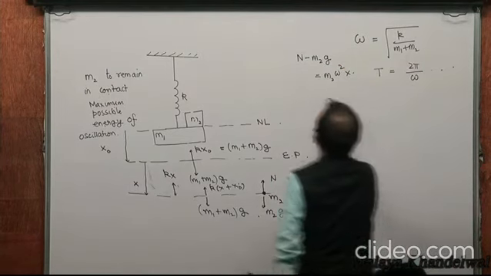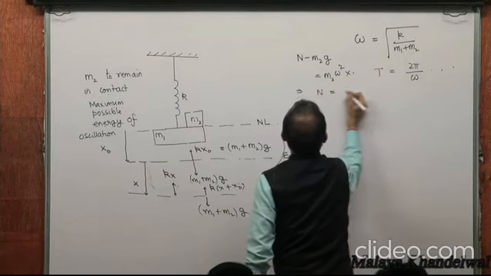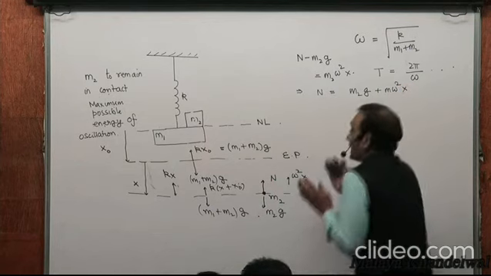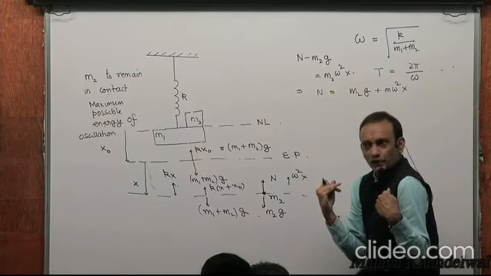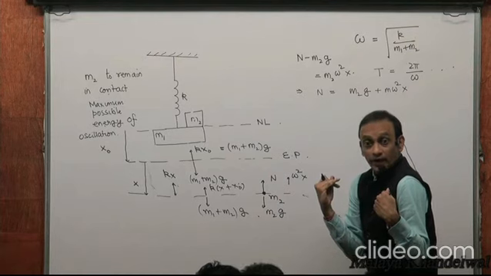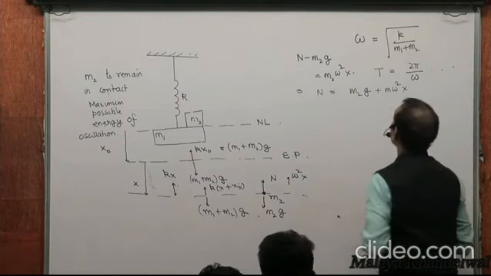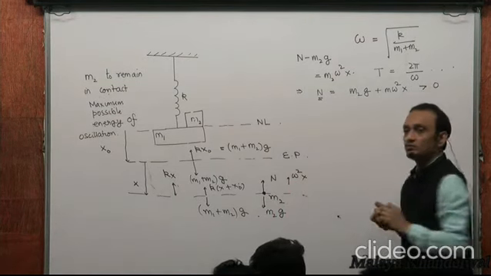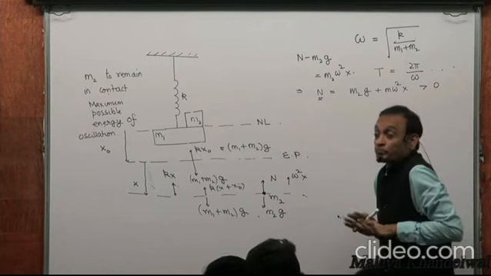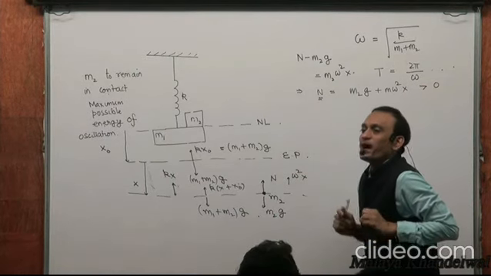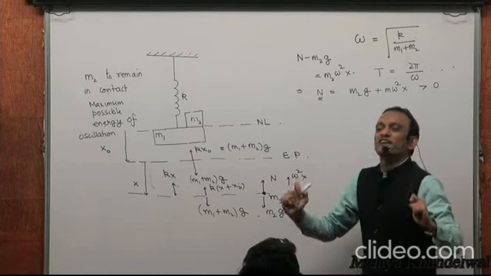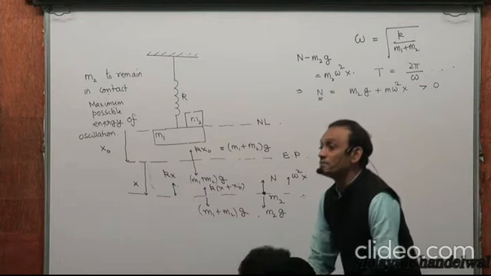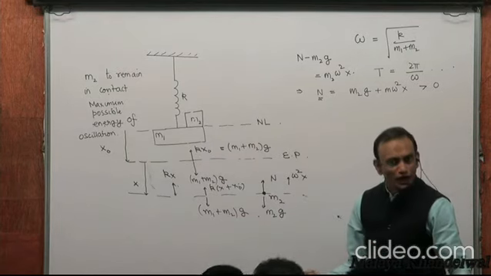So N is then M2g plus M2 omega squared x, where x is the magnitude of displacement below the equilibrium position. Below the equilibrium position, do you realize that N is always greater than 0? That means below the equilibrium position, the mass M2 is safe as far as contact is concerned. It will preserve contact below the equilibrium position.